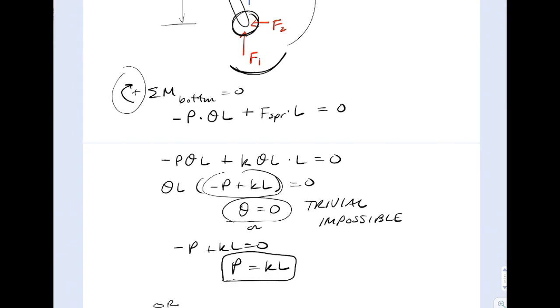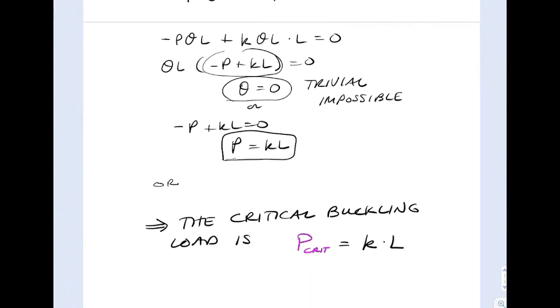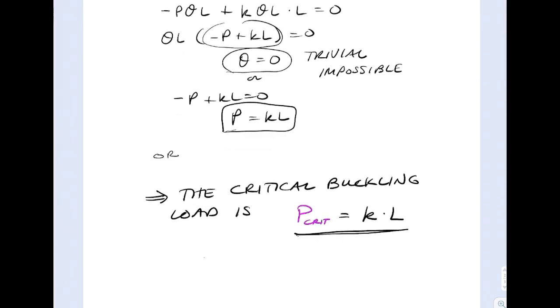This is called the critical load. So we end up with the critical load equal to K times L. As long as the applied load is less than P critical, then we have something stable. If P exceeds P critical, then we are unstable.